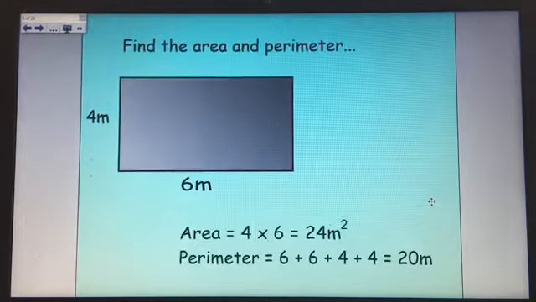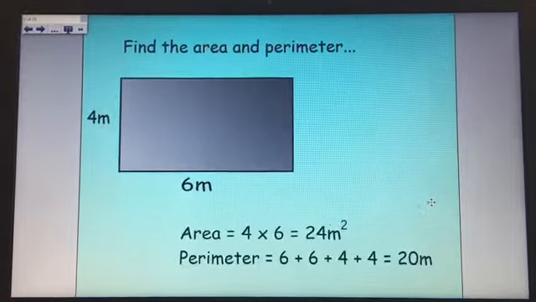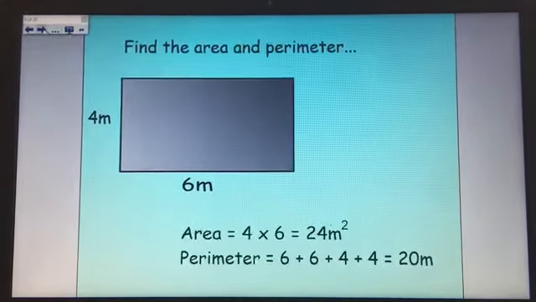Obviously the area is 6 times 4, which makes 24 meters squared, and the perimeter, 6 add 6 add 4 add 4 makes 20 meters.